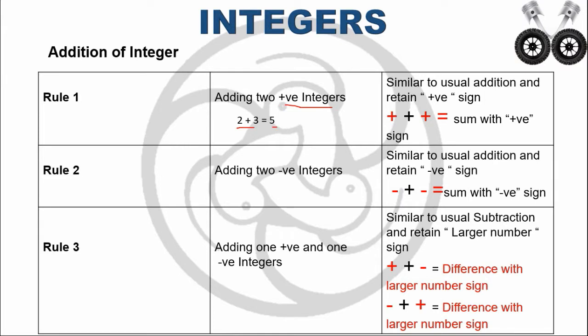So what is the second rule? If I want to add two negative integers, that means I have to add the two integers and put the negative sign. So for example, minus 2 plus minus 3. Both the integers have the negative sign, that means both are negative integers. So I have to add the two numbers: 2 plus 3, the answer is 5, and I have to put the negative sign.